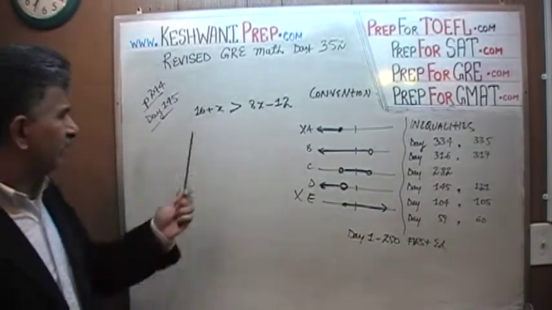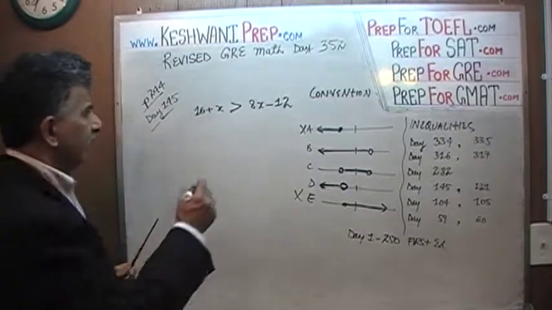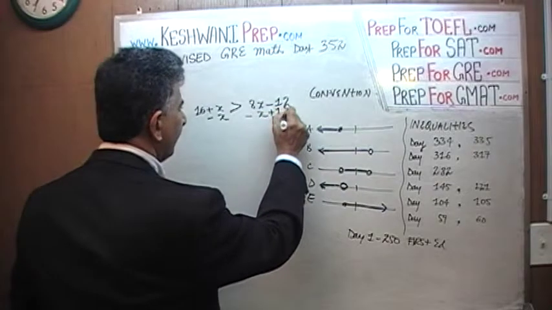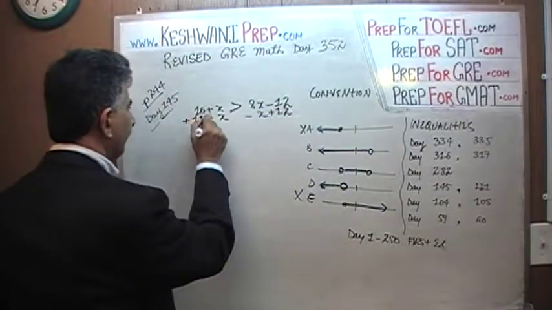Why go through all that bother? Let's just bring this guy over there. Okay? Let's subtract x from this side. Let's subtract x from this side. Let's add 12 to this side. And let's add 12 to this side.